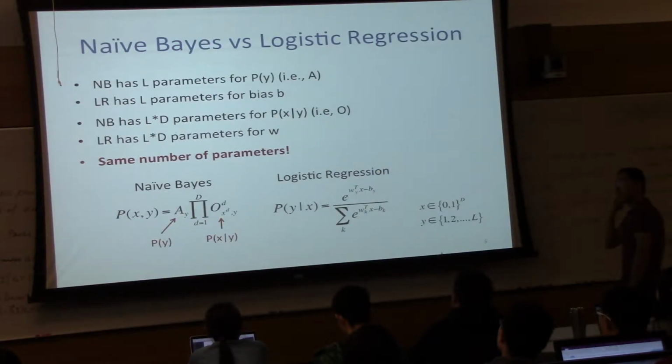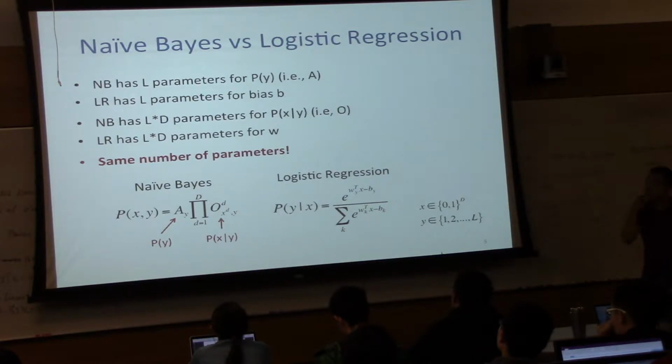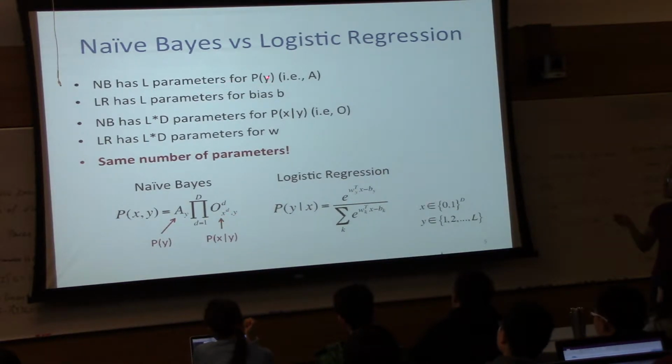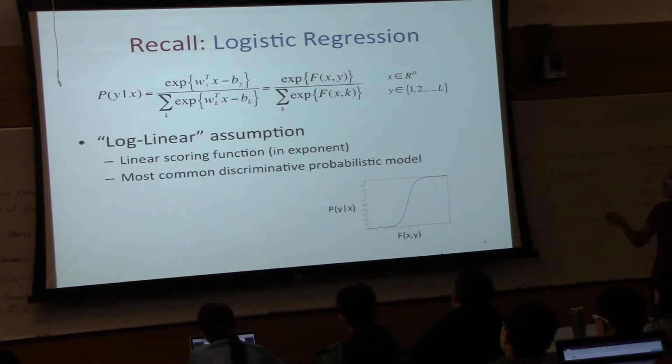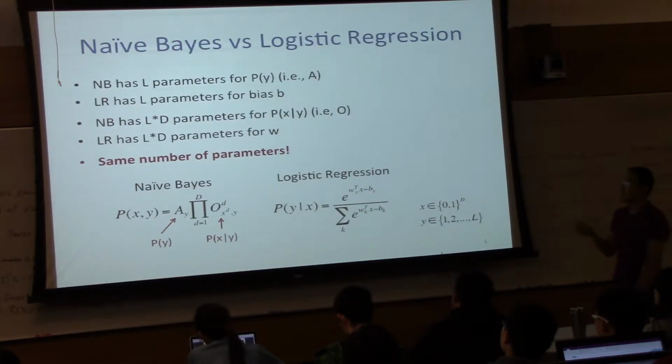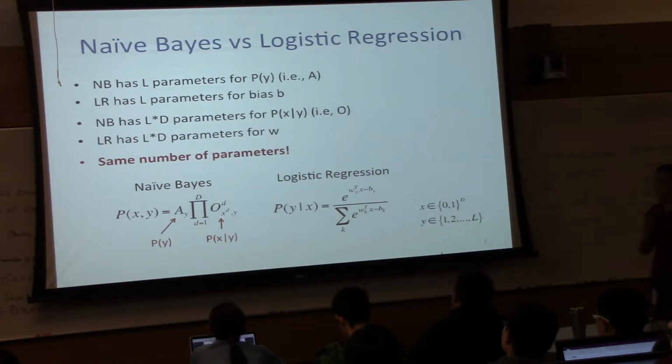So when we compare naive Bayes with logistic regression, they both actually have the same number of parameters, right? Naive Bayes has L parameters, where L is the number of values that y can take, for the prior distribution P of y. Logistic regression has L values, one for each bias term. Naive Bayes has L times D parameters, where D is the number of features in x, also known as the observation matrix. Logistic regression has the same number of parameters.